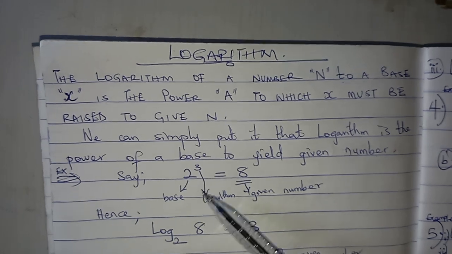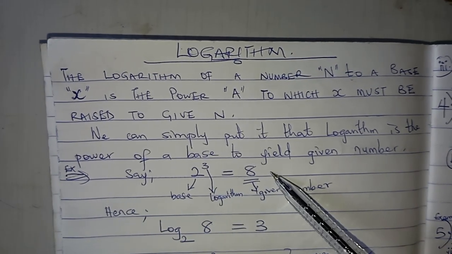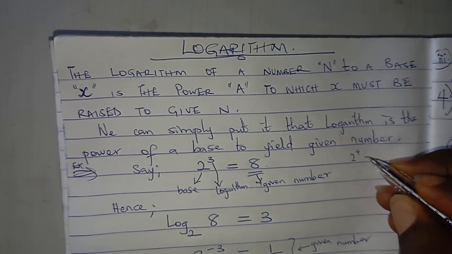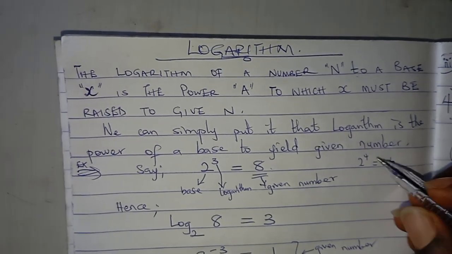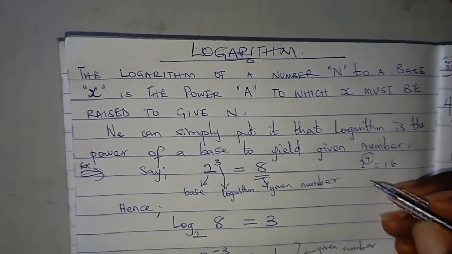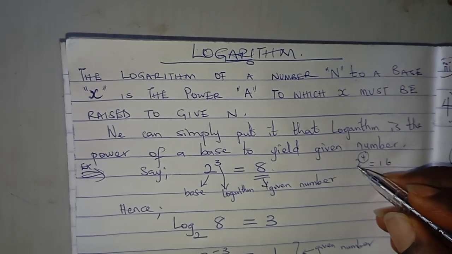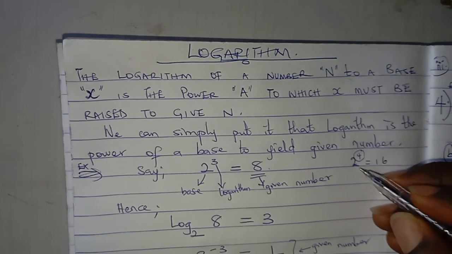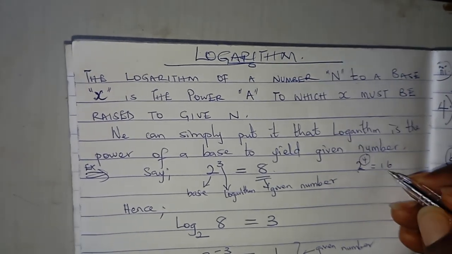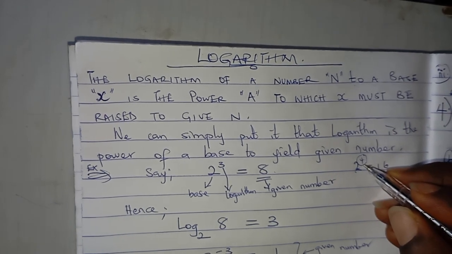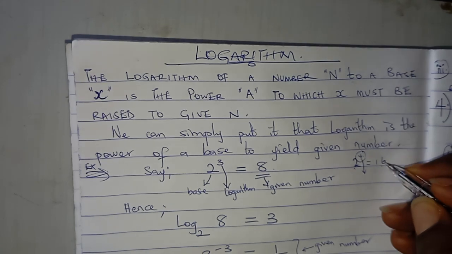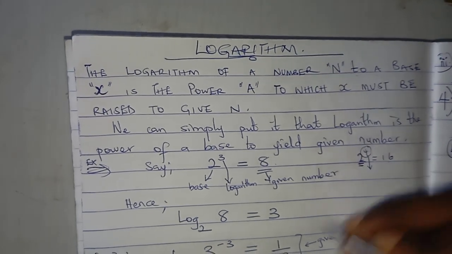So when I have indices, for example, 2 raised to power 3, I know that it will give me 8. 2 raised to power 4, I know it will give me 16. Right? So we are saying that when you take the number being raised to a power and consider it as a base, the power of that base is the logarithm. Which means that 4 is the log of 16 whenever the base is 2.